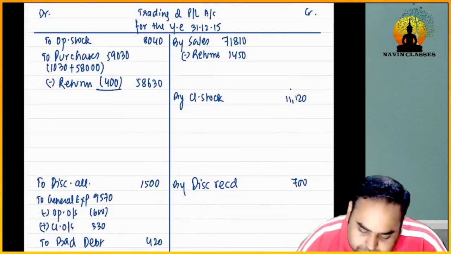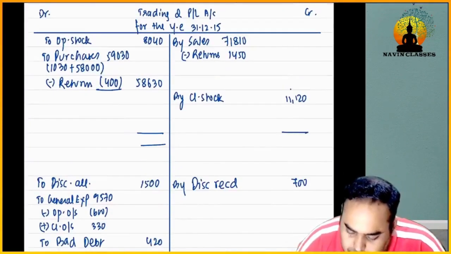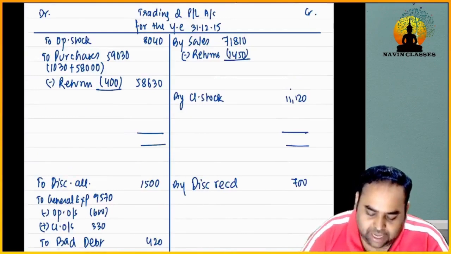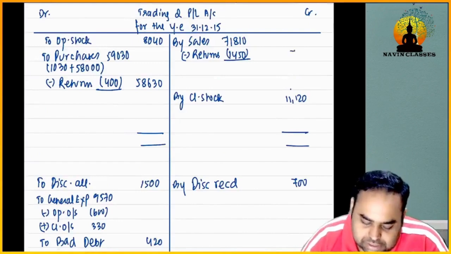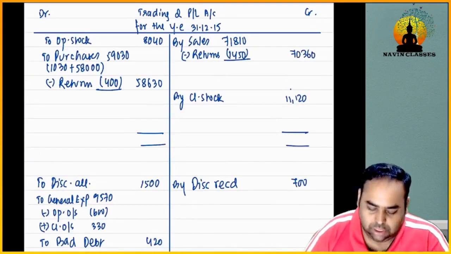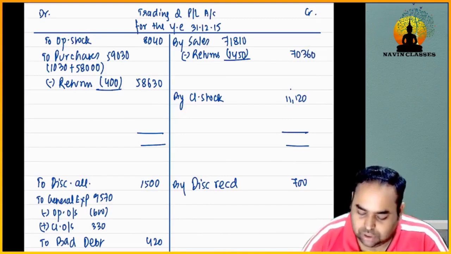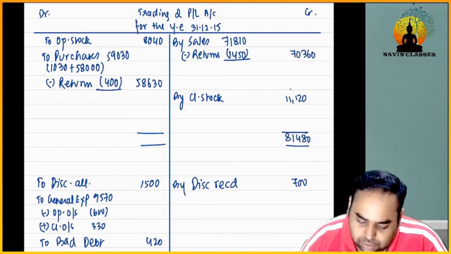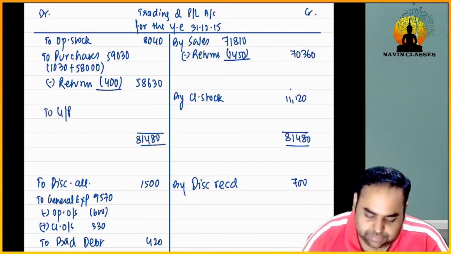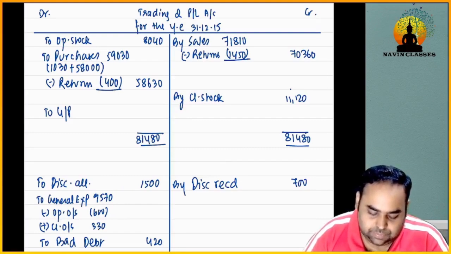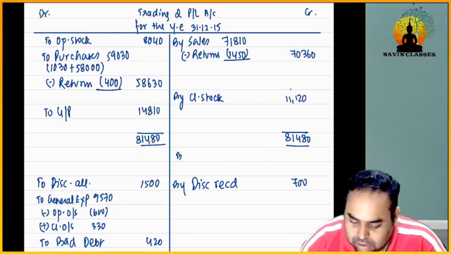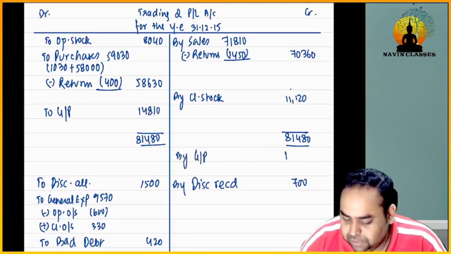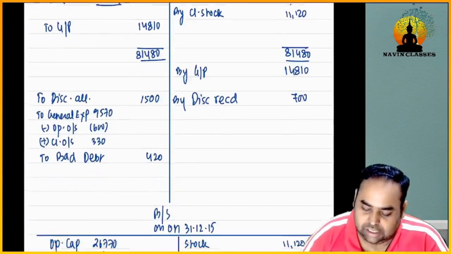Now I will find the GP. Sales will be 71,810 minus 1,450, 70,360, plus 11,120, 81,480. Here we will write the GP, 14,810. By GP, 14,810.